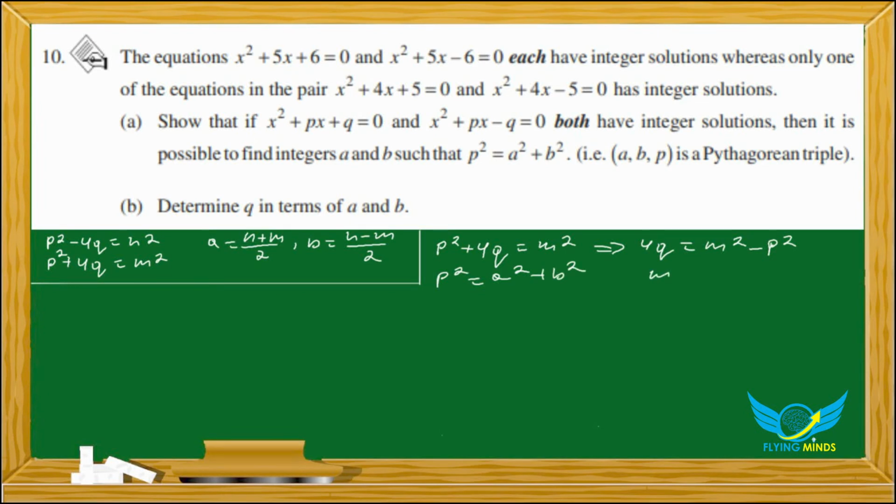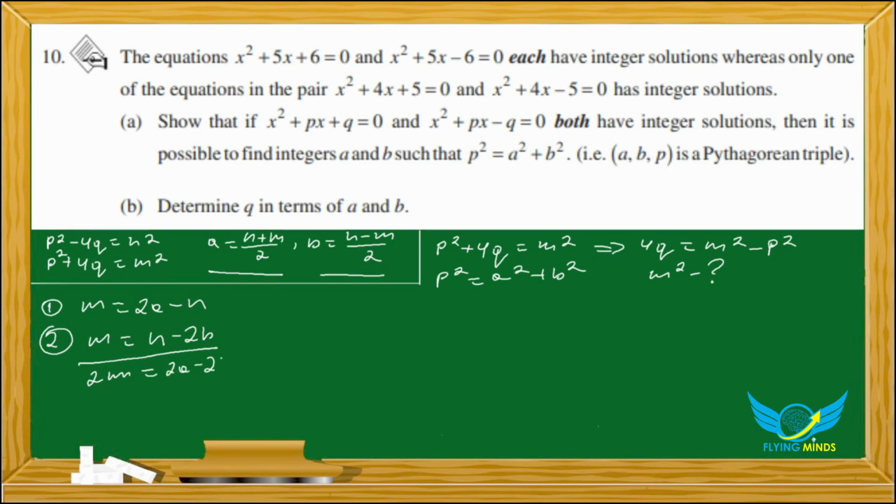So what is m squared? Again, we're going to use a and b that we've found in part A, and we're going to express m, right? So m equals 2a minus n, and from the second, m equals n minus 2b, right? If we add these two equations, we get 2m equals 2a minus 2b, or m equals a minus b.